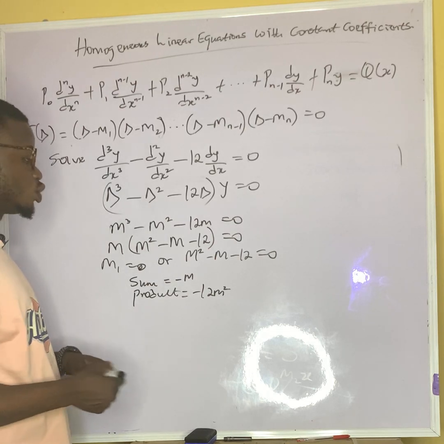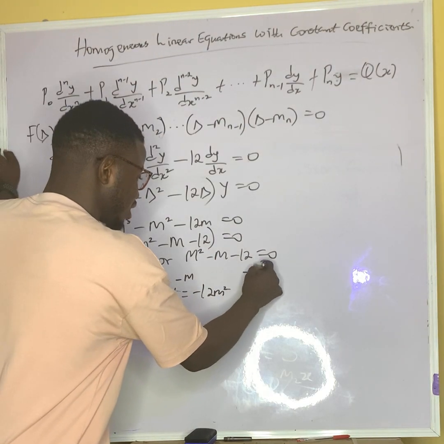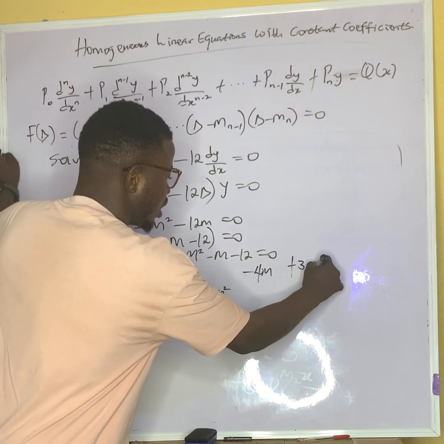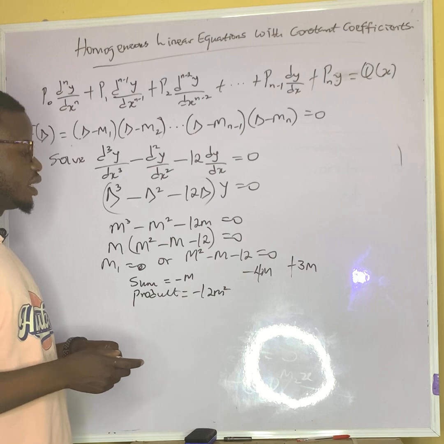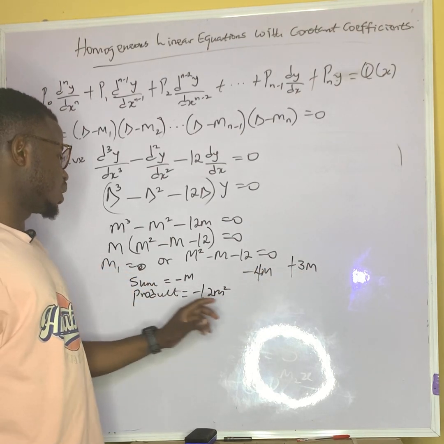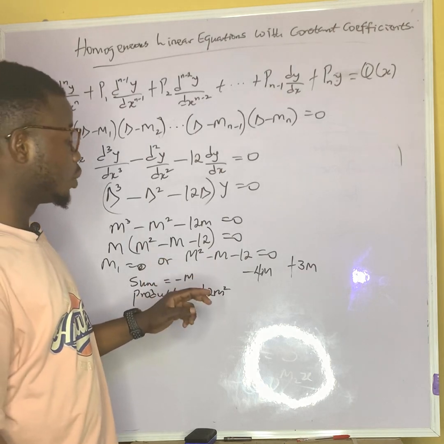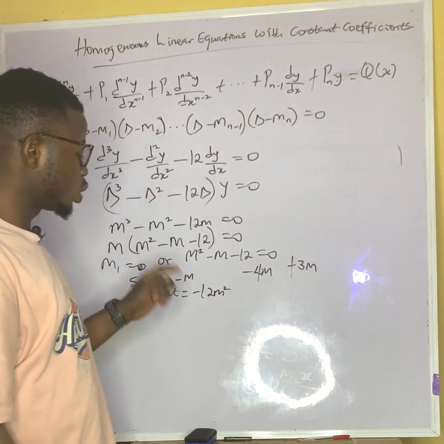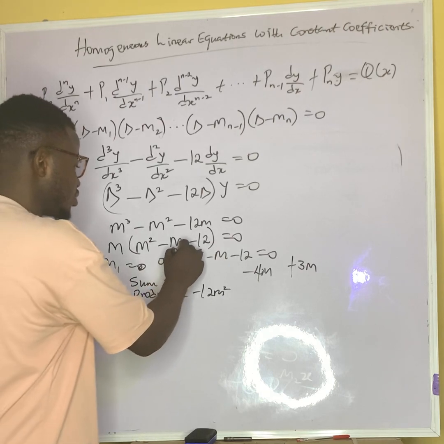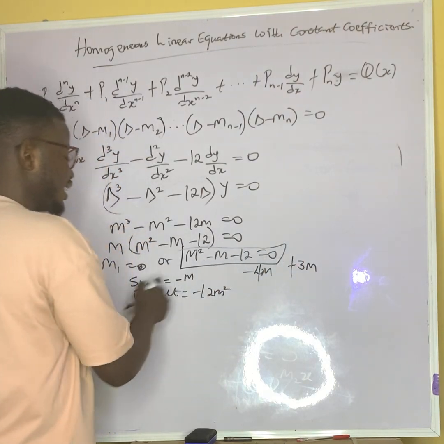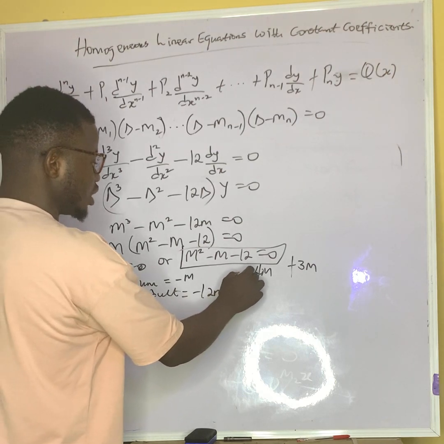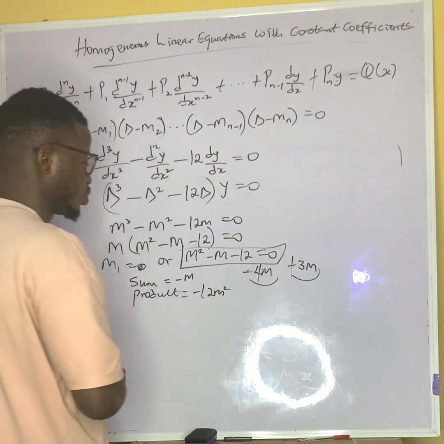And the two factors are minus 4m and plus 3m. So minus 4m plus 3m. By the time we sum these two factors together, it will give us minus m. And by the time we find the product, it will give us minus 12m squared. So from here, we'll go back to this particular equation. Instead of writing negative m at the middle, we can actually replace it with these two factors that we have here.